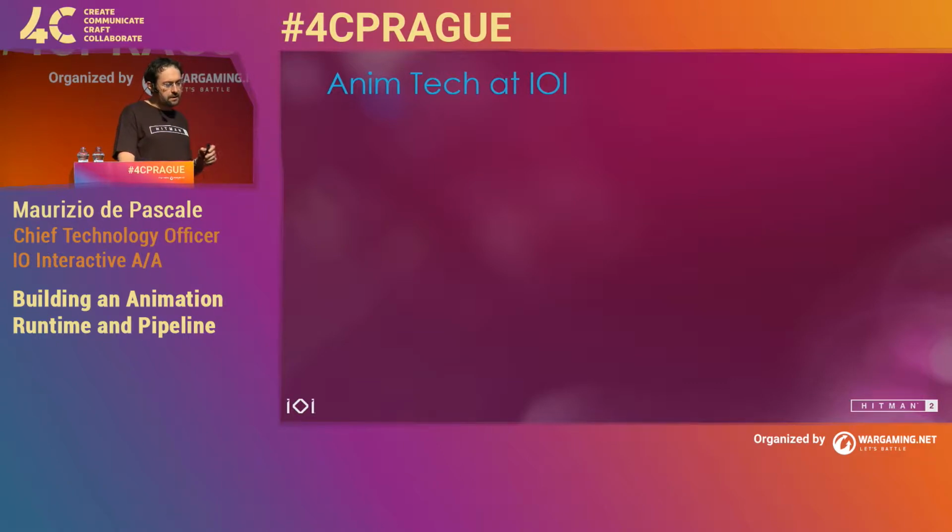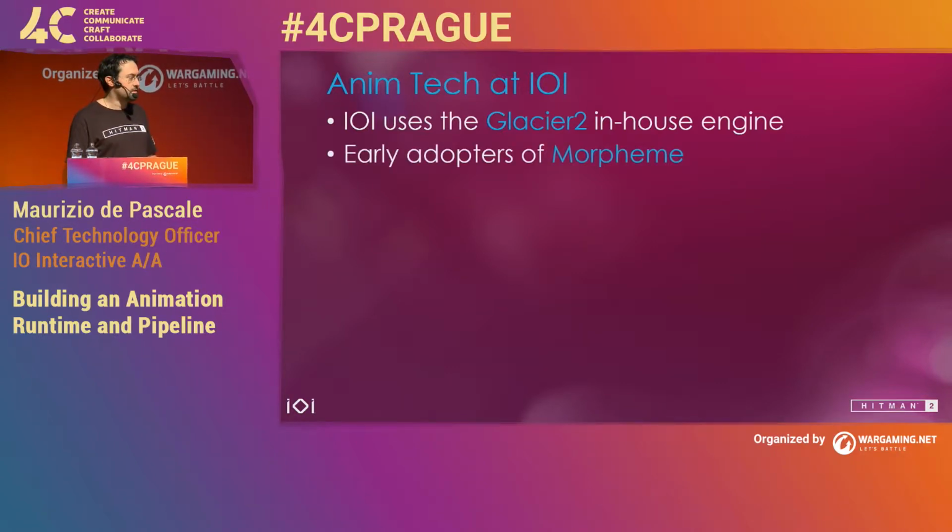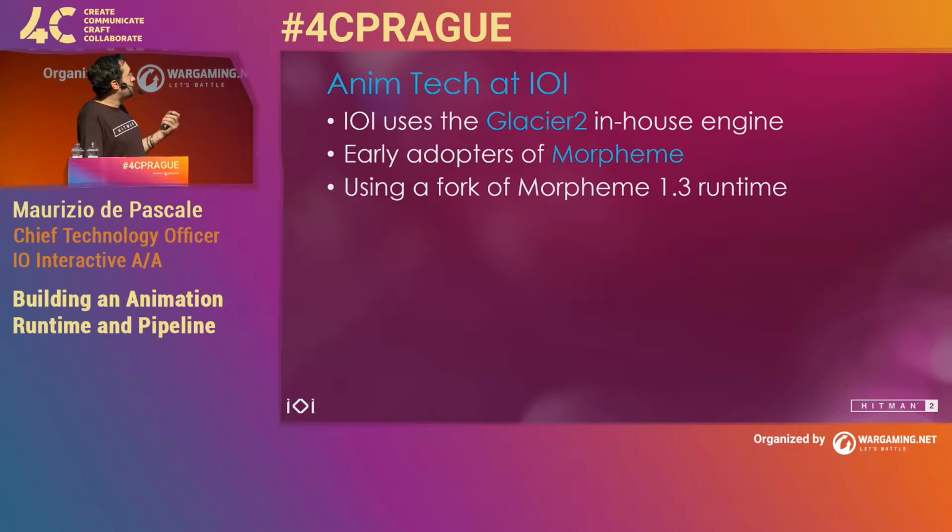So let's begin with a little bit of a history of the animation technology at IO. Historically, we've been running on our own tech, which we call the Glacier 2 engine. And when it comes to animation, since the days of Hitman Absolution, we've been relying on the Morpheme middleware. Okay, so we were kind of early adopters for this, and it also meant that we started forking and optimizing it very early on, which basically meant we found ourselves on a dead-end route, where it was very hard for us to keep moving to a newer version of Morpheme.